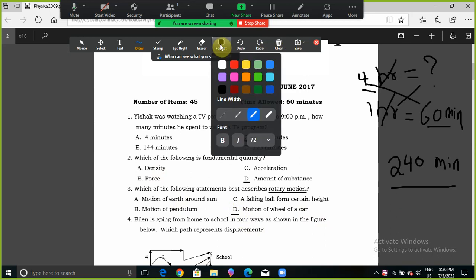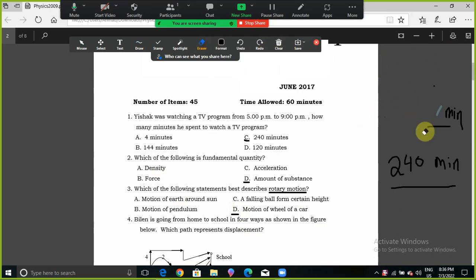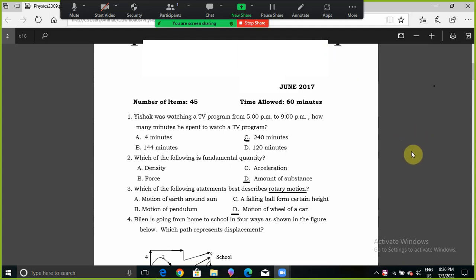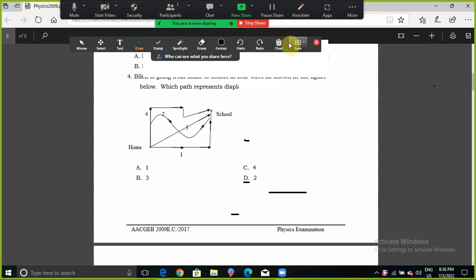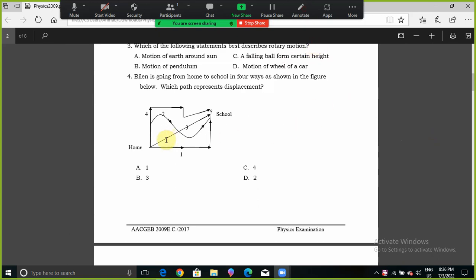Now let's continue with question number 4. It says Pauline is going from home to school in 4 ways, as shown in the figure below. Which path represents displacement? Let's first of all know the meaning of displacement, right? Displacement is the shortest distance in a specified direction. And what we have here are 4 directions, right?